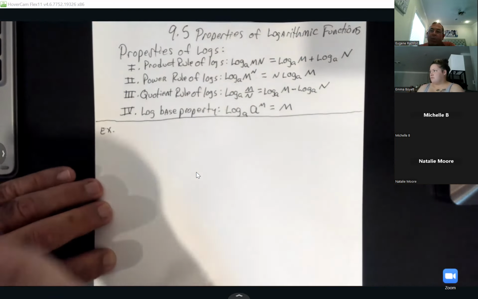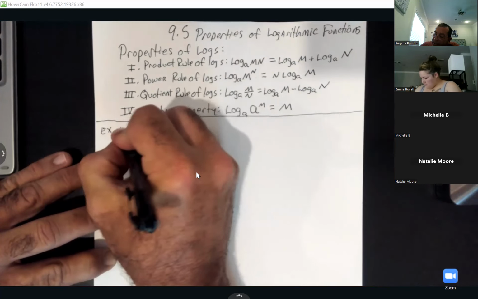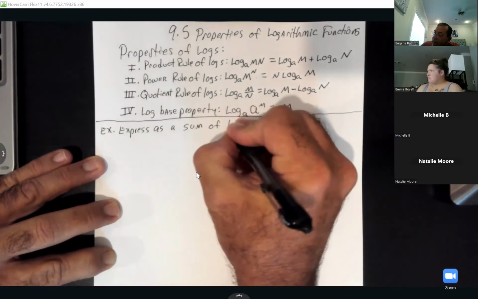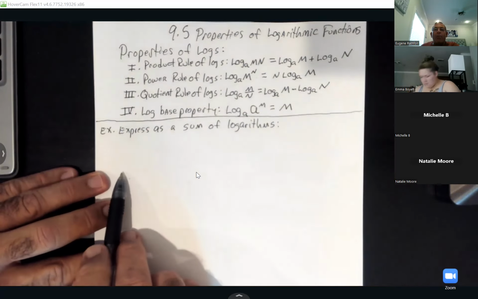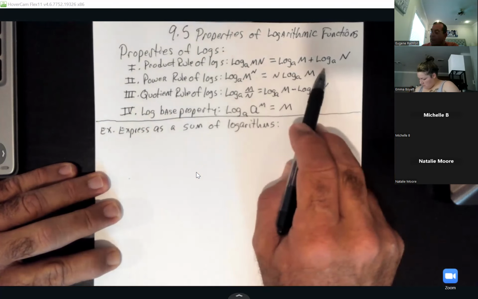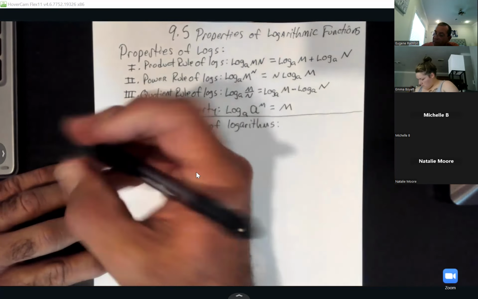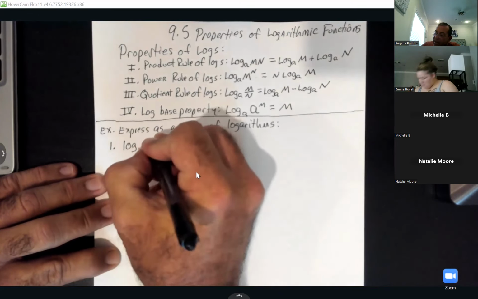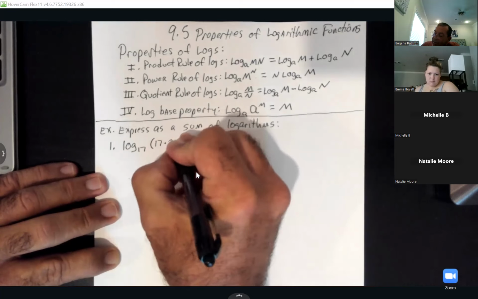And what they do, they give you pairs of problems, some doing logs and one doing an ln for each of these properties. So this one says, express as a sum of logarithms. Well, the only property that had me write anything as a sum was this very first one. It's the product rule, which means they're going to give me a product like this, and I'm going to write it as a sum. So y'all, number one has a log base 17 of 17 times 289.